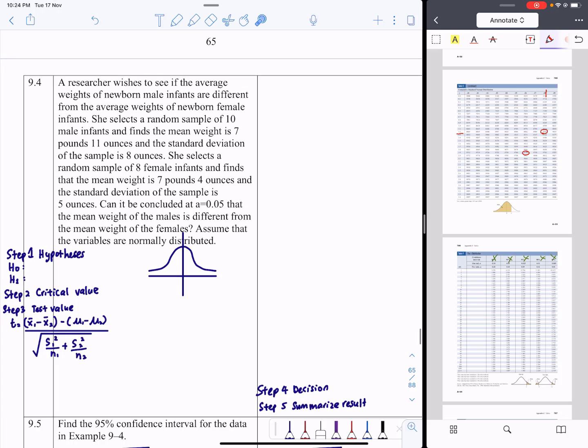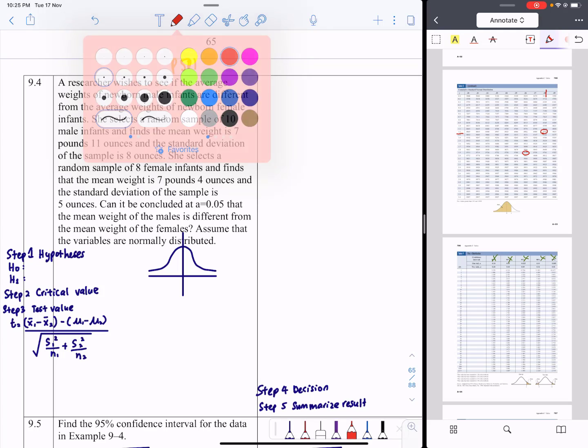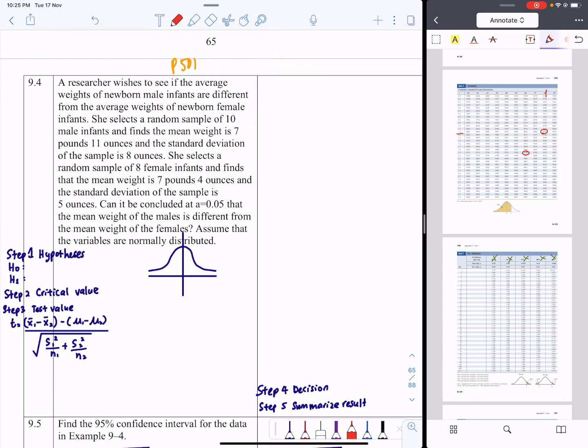Jadi kalau kamu tengok in textbook page 501, okay, 501, I change to red. Here we have the 7 pounds 11 ounces. 7 pounds 11 ounces ni, for the male, equals to 123 ounces. Okay, and then for the female equals to 116 ounces. Jadi we base on this lah. Okay, we base on this without having any difficulty for converting it.